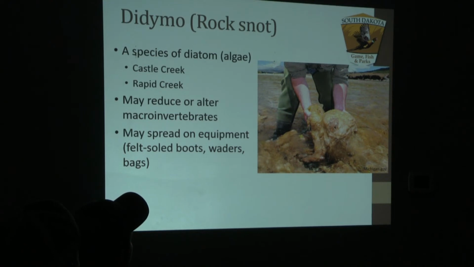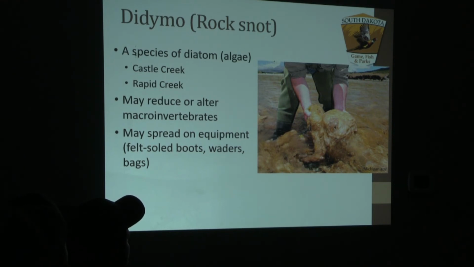One of our interns here mentioned that he worked up in Deerfield this last year. Didymo is an invasive species that we have out in western South Dakota. A common name for this is rock snot. And as you can see in the photo on the right, it's a fairly accurate statement for this invasive plant.